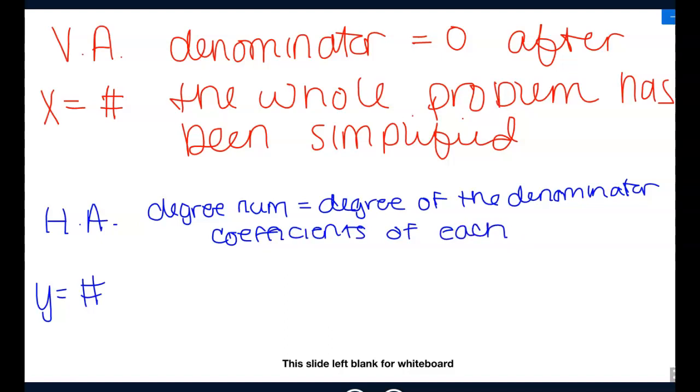And what I mean by that is, let's say you had 5x squared minus 3x over top of 4x squared, then it would be the 5 over the 4 for your y equals. So that's like example 1. Example 1 on that page gives you an example where there's a horizontal asymptote where the degree of the numerator and the degree of the denominator are the same.